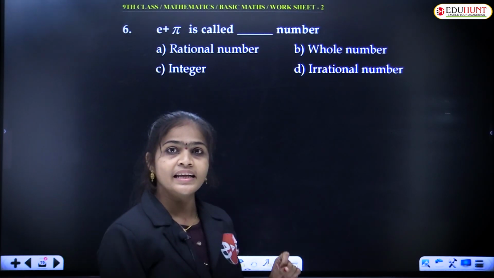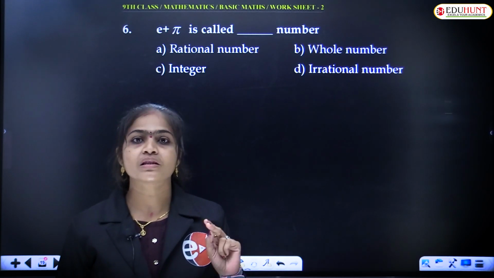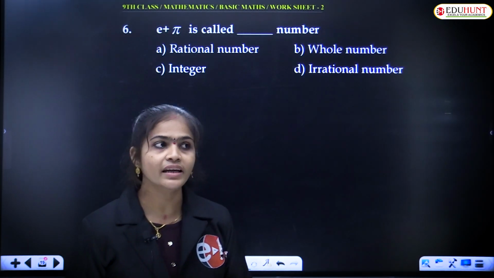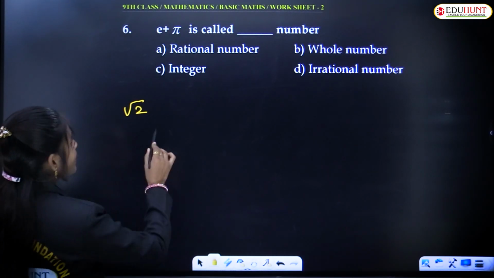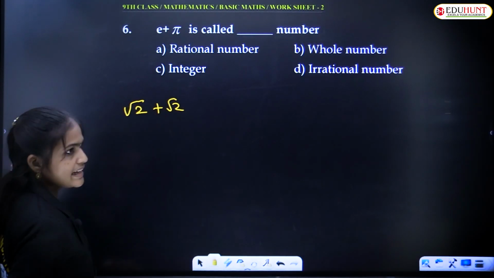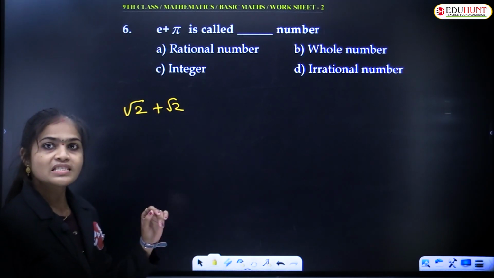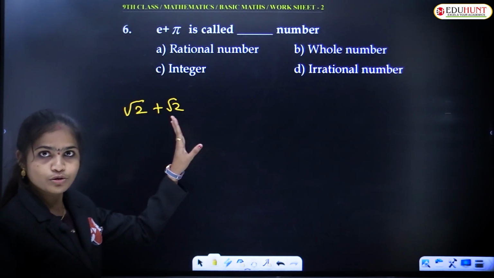The next question is e plus pi. Here children, e is an irrational number and pi is also an irrational number. So the sum of two irrational numbers is always an irrational number. How can you say? Just for example, root 2 is an irrational number, plus root 2, this is also an irrational number. Like thirds, we can add those two thirds.